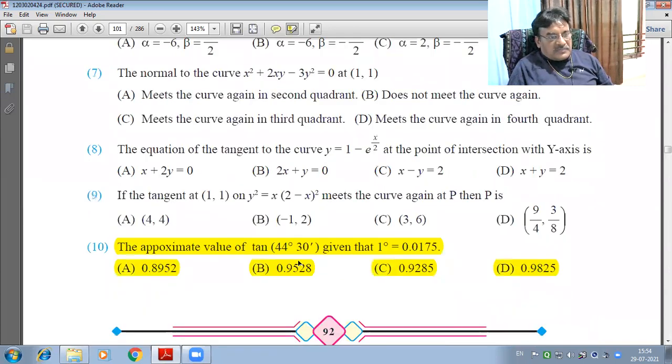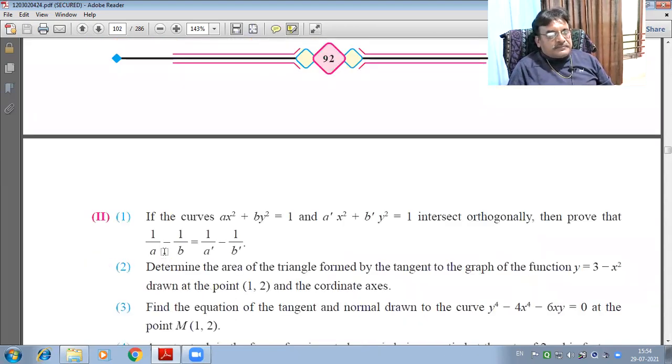Next, multiple choice question number 10 is also deleted. That is the approximate value of tan 44 degree 30 minutes given that 1 degree is equal to 0.0175. This is also deleted.